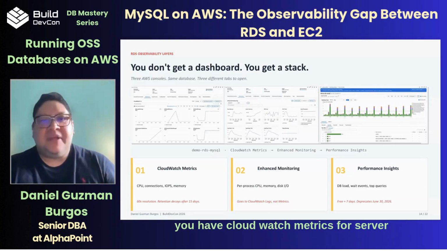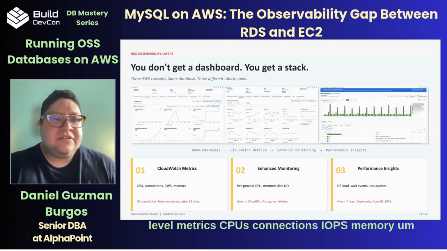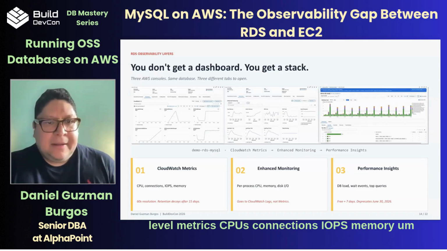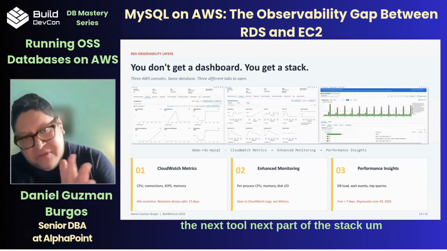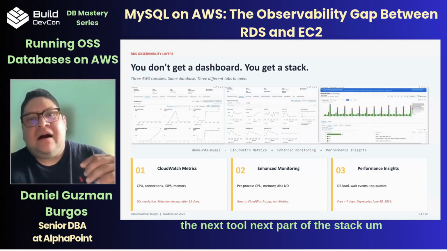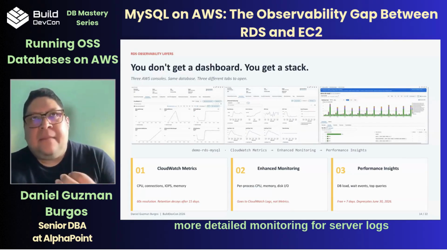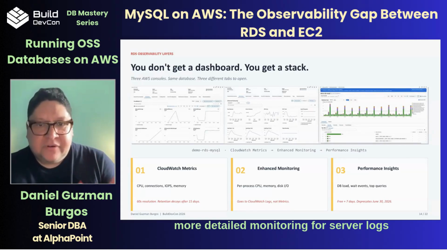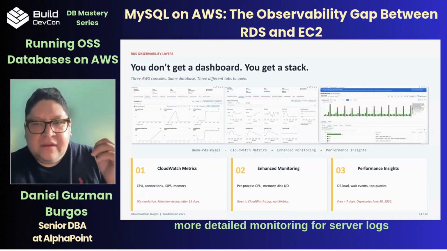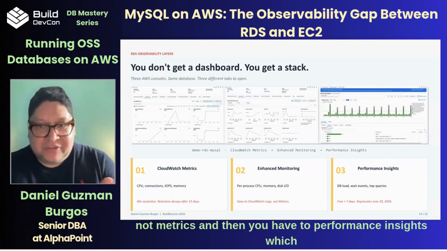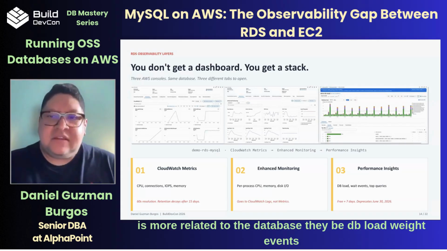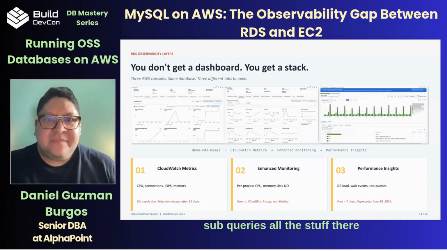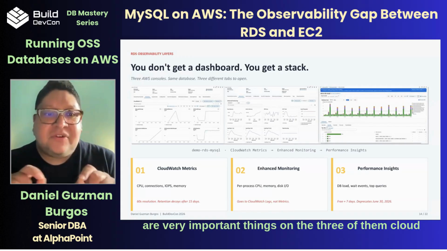You have CloudWatch metrics for server level metrics: CPUs, connections, IOPS, memory. You have the enhanced monitoring, that's the next part of the stack. It has more detailed monitoring for server logs. It goes to CloudWatch logs. It's not metrics. And then you have Performance Insights, which is more related to the database: DB load, wait events, top queries, all that stuff.